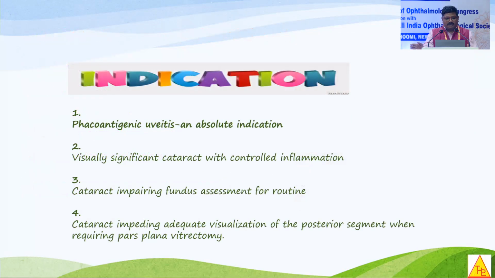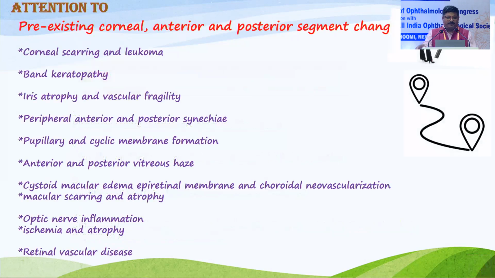In these cases, what are the indications? One is phacoantigenic uveitis, which is an absolute indication for this surgery. Another is visually significant cataract, with controlled inflammation, where we want to assess the fundus. Also cases which require pars plana vitrectomy. We have to pay attention to all these pre-existing conditions before we take up the case, especially from the cornea involvement up to the vitreous.